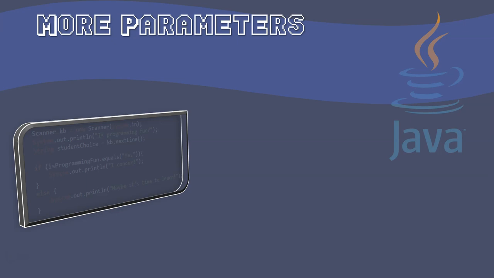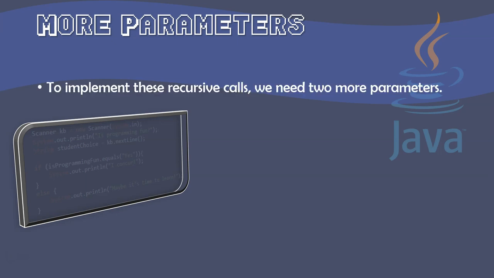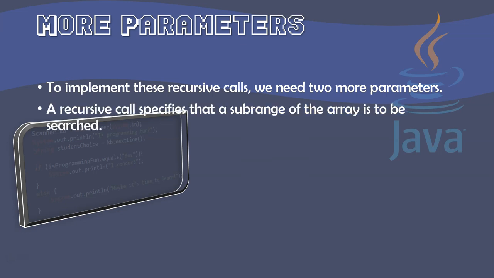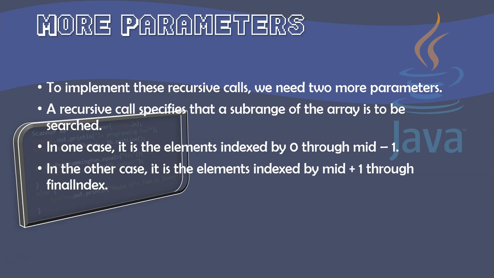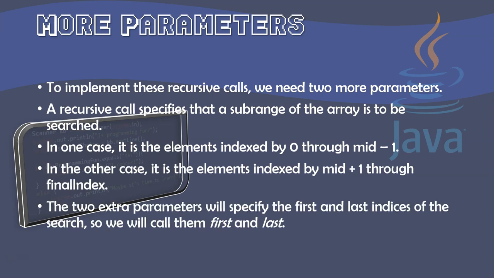So what we need here is some more parameters. To implement these recursive calls, we need two more parameters because we have two distinct conditions. A recursive call specifies that a subrange of the array is to be searched. In one case, the elements index 0 through mid -1. In the other case, it's mid +1 through the final index. So two extra parameters will specify the first and last indices of the search, so let's just call them first and last. Pretty easy to use.